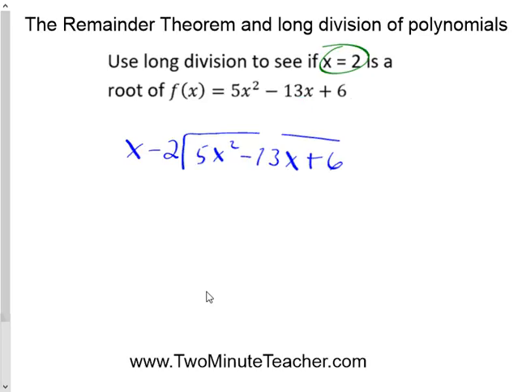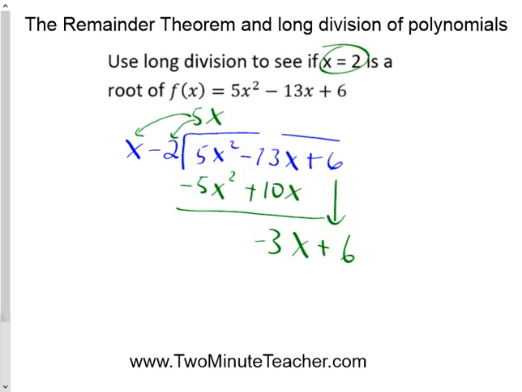So I'm going to see what should I put here, 5x, so that when I multiply it by this, I'll have 5x times x is 5x squared. 5x times the negative 2 makes negative 10x. I draw a line, make it opposite and opposite, and then I get negative 3x, bring down the plus 6. And then I'm going to say what goes up here, negative 3, because negative 3 times the x will make negative 3x. And the negative 3 times the negative 2 will make positive 6. Draw the line, opposite, opposite. And I have a 0 at the end, which means I have remainder 0.